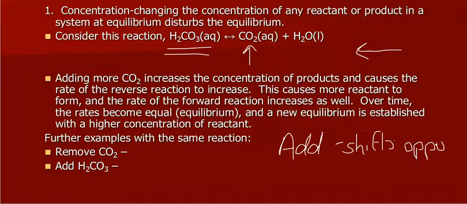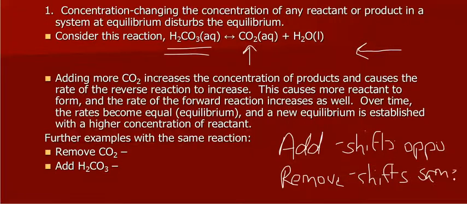If you remove something, it shifts in the same direction. So those are my rules for concentration. Let's look at further examples with the same reaction. Let's say we're at equilibrium, but I remove CO2. If you go back to the equation, CO2 is a product. If I remove something, it shifts in the same direction. So if I remove a product, it shifts toward products. You just draw an arrow to the right.